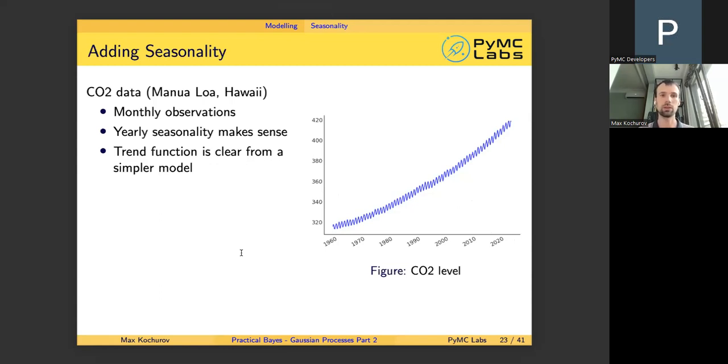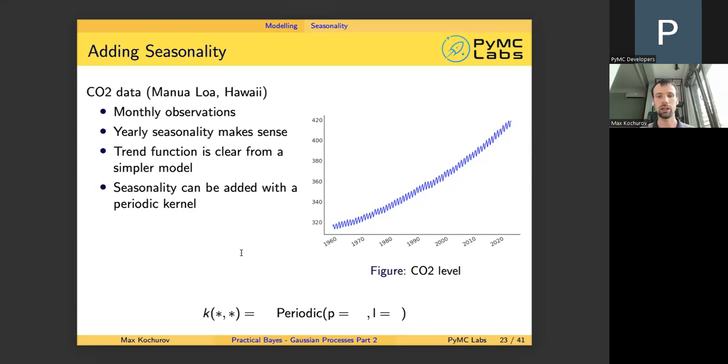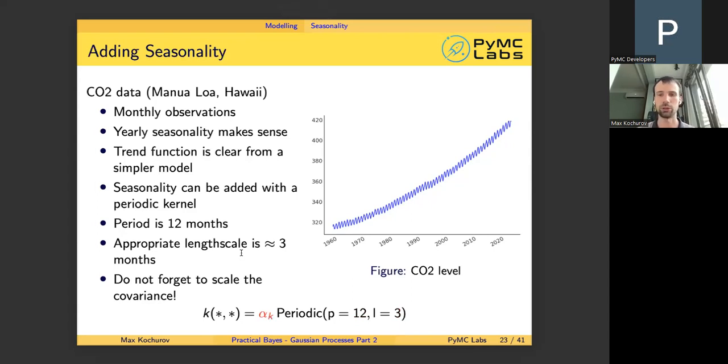For CO2 data, the only seasonal effect that makes sense is probably yearly. So we only have a single periodic kernel with period 12, 12 months, and with length scale 3. So it means that in 3 months, the changes are significant. And of course, we need to not forget the alpha parameter, which is the scaling factor for the whole kernel. Otherwise, our Gaussian process will not make any sense.